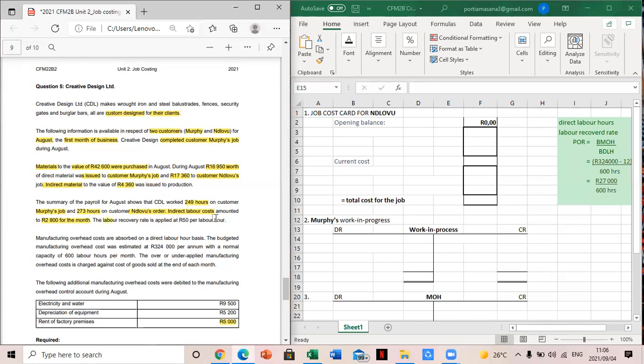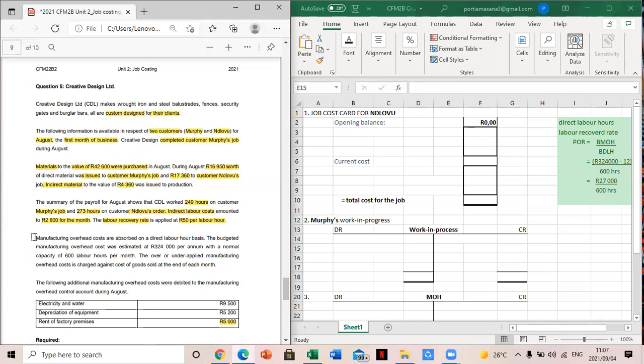The labor recovery rate, also important, is applied at 50 rands per hour. In this case we weren't given the total cost for labor, but we're given the number of hours worked on each job and the labor recovery rate. Remember, to get the total labor cost, we use the labor recovery rate times the actual hours. By going through the question, I'm answering some of the things that might be required.